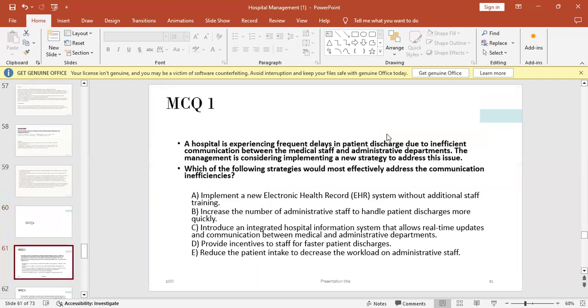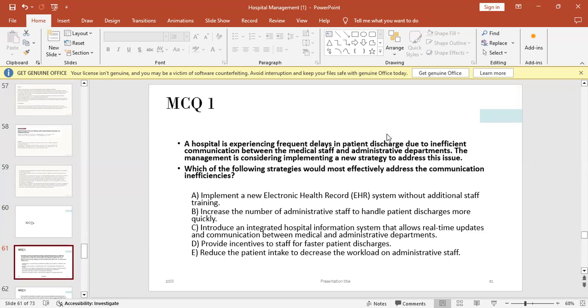First MCQ is, a hospital is experiencing frequent delays in patient discharge due to inefficient communication between the medical staff and administrative departments. The management is considering implementing a new strategy to address this issue. Which of the following strategies would most effectively address the communication inefficiencies?